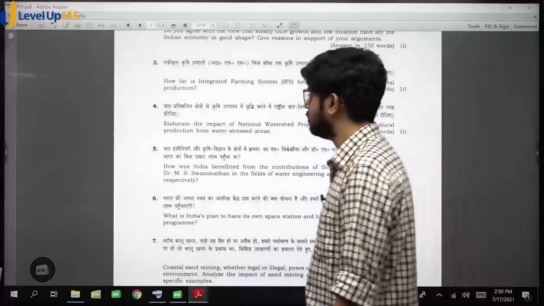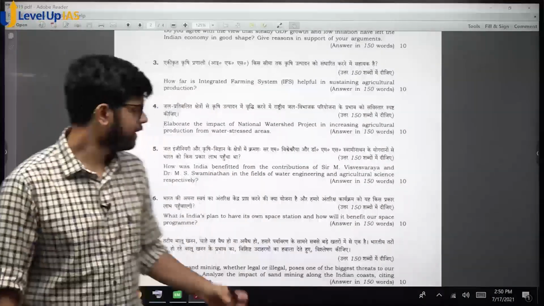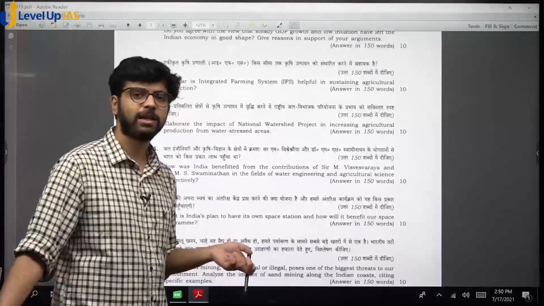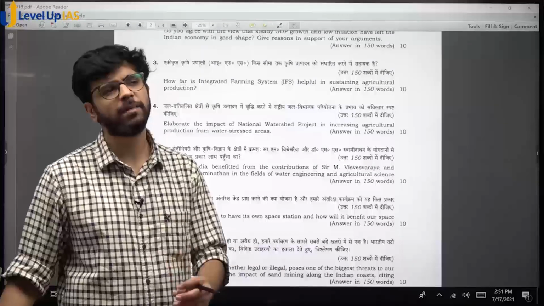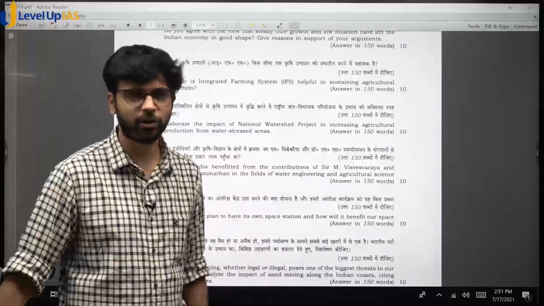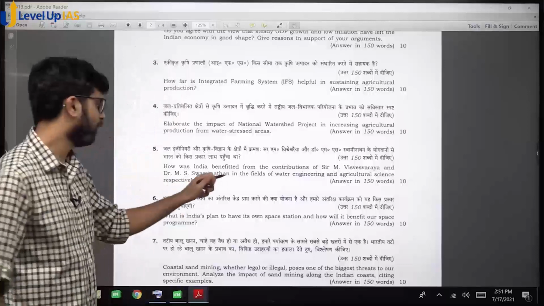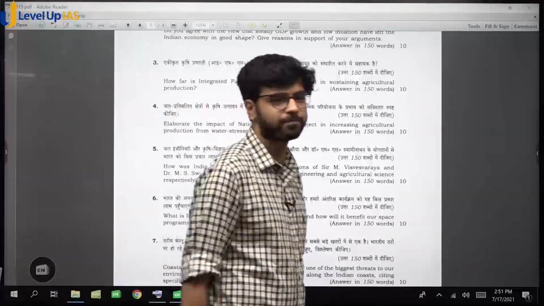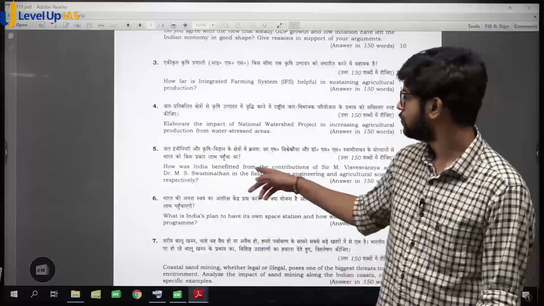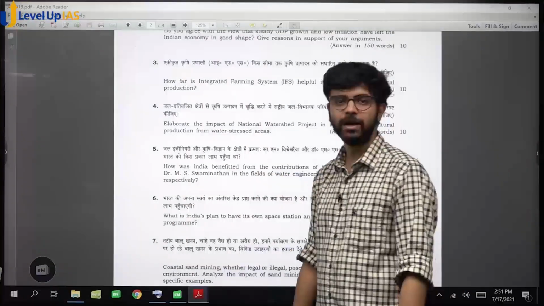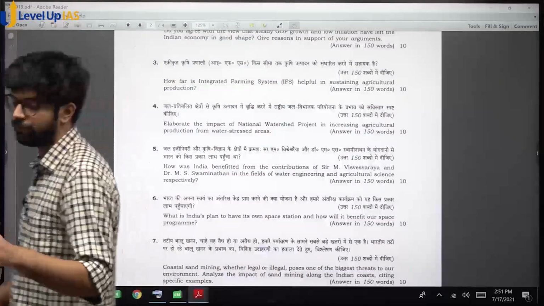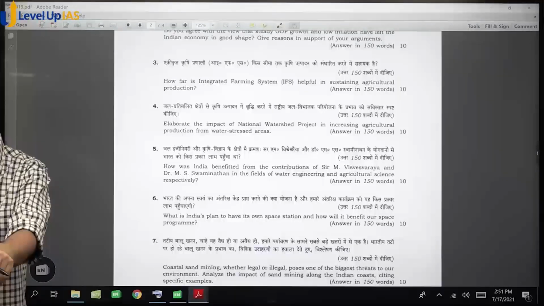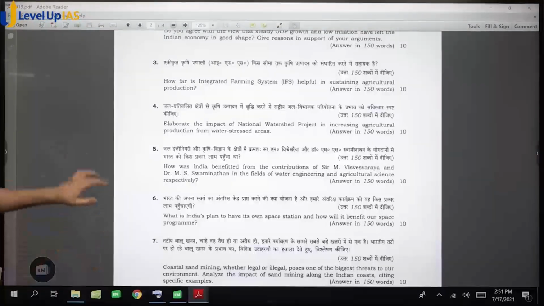Here, M.S. Swaminathan you have to know everything because we cover that in our agricultural syllabus. In current affairs also, M.S. Swaminathan committee recommendations will keep appearing at least 50 times in your preparation. So this you can take care of. M. Visvesvaraya is a little bit difficult, I'll be very honest. Did you write 2019 question 5? After that, we will go to question number 3 of 2019.